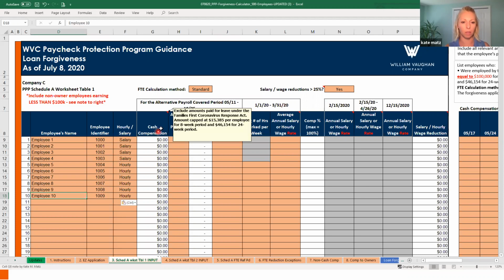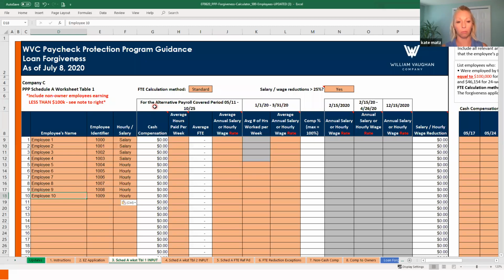All right, the next column then is cash compensation. This cash compensation refers to the dollars that were either paid to those employees or that were incurred for those employees but haven't been paid yet. They'll be paid during the next pay period during this alternative payroll covered period. If we go back to that very first tab, we said their alternative payroll covered period is going to start on 5/11, and this calculates out for us. It'll go through 10/25. This is white, so it's a calculated field. We're not going to be able to plug anything in here.